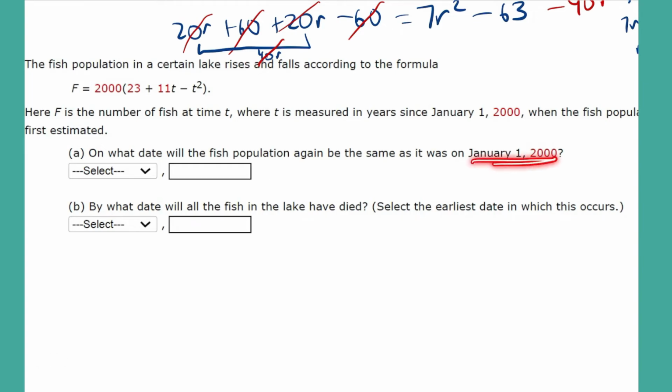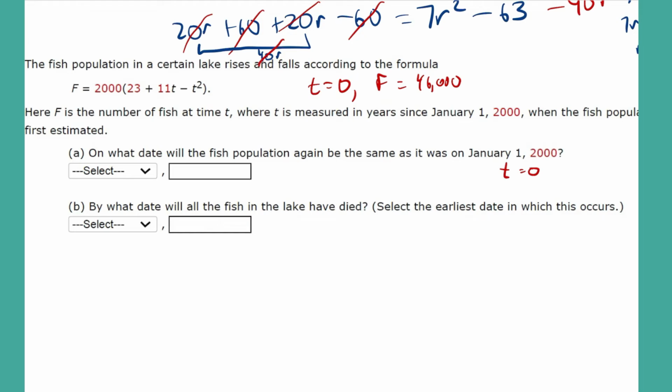Well, on this date, that's time equals 0, because that's when the model begins. That's the reference point of when this starts. So if we plug in 0 for t, you're left with these two numbers. And if you multiply that, at time equals 0, the fish population is going to be 2,000 times 23, which is 46,000.